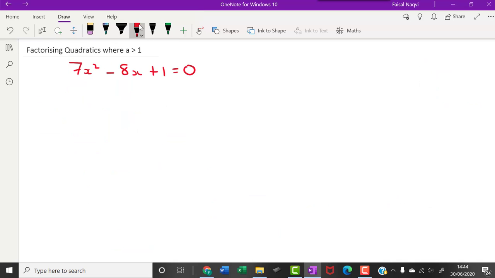Here's one for you to have a go at. Press pause and we'll run through it in a few seconds.